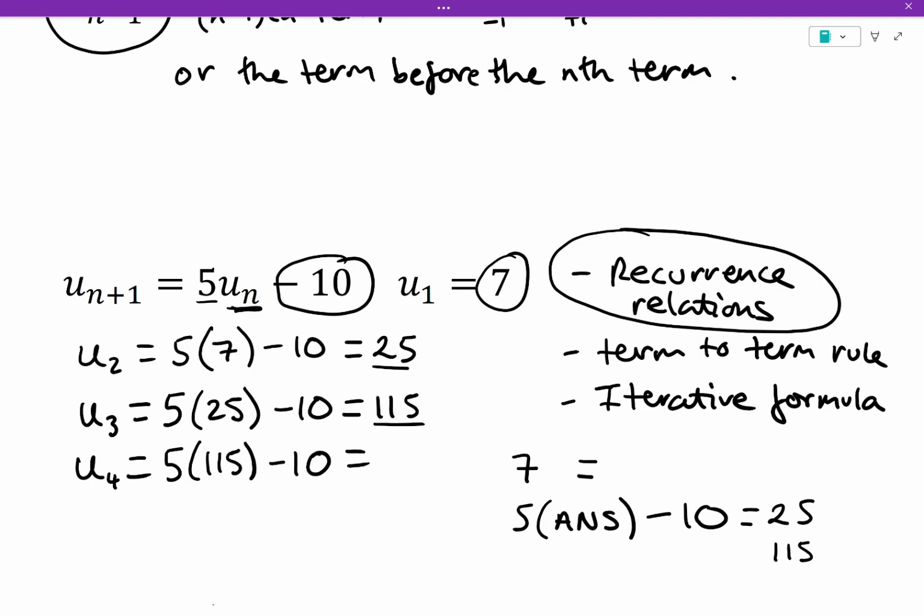This is the most efficient way of using our recurrence relation. And the idea of why it might be called an iterative formula is because this idea of substituting your answer back in to get your next answer, that is called iteration.